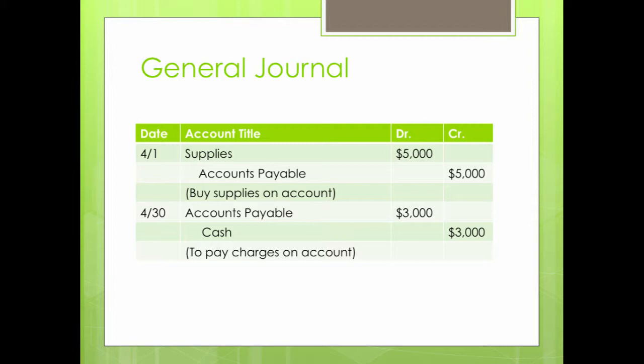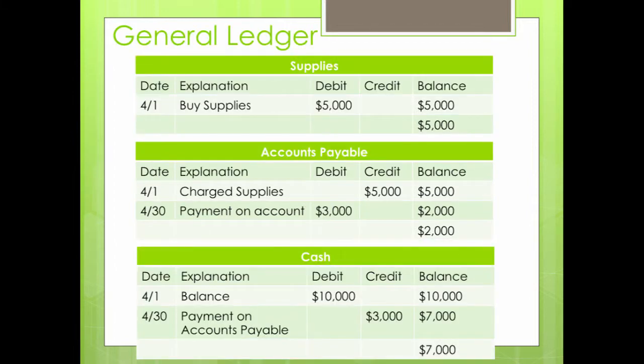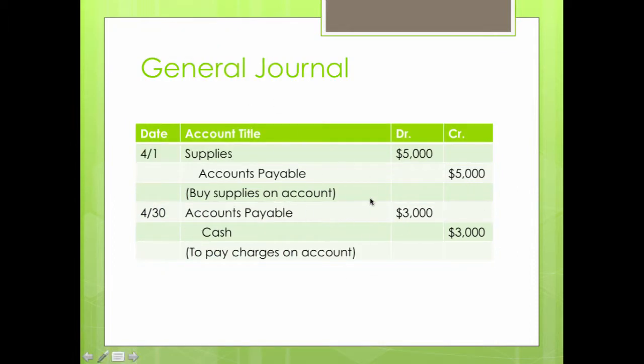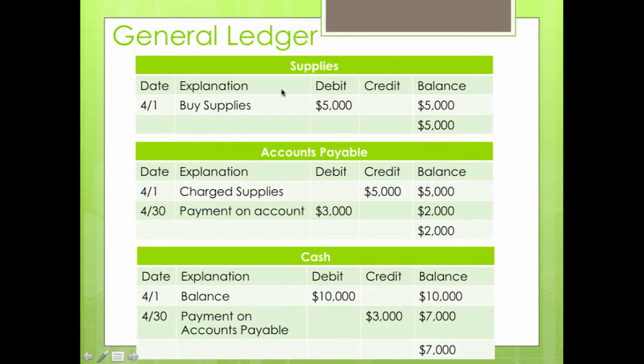Once you finish with the journal, and remember, a journal is like your credit card statement where everything that happened throughout the month, you record it there in chronological order. But then now you want to separate it based on each account, right? So that's where the general ledger comes in. You're going to take all of these transactions and separate them and lump all the supplies transactions together, and then all the accounts payable transactions in another category. So here we're going to have the supplies account, the accounts payable account, and the cash account.